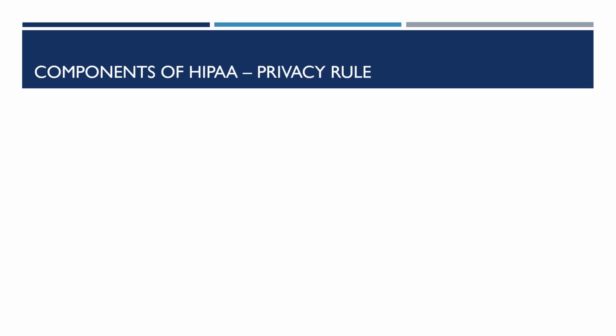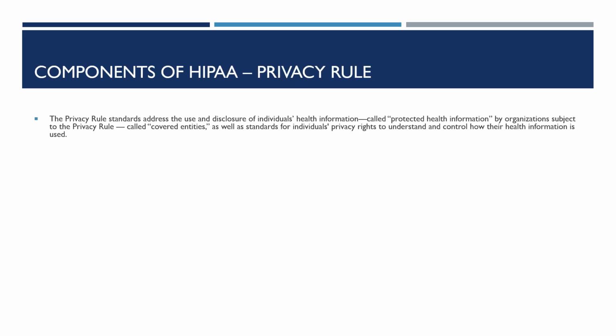There are two components of HIPAA, the first being the privacy rule. The privacy rule standards address the use and disclosure of individuals' health information called protected health information, or PHI. It also addresses standards for individuals' privacy rights to understand and control how their health information is used. So essentially what the privacy rule does is it addresses how individuals' health information is used and how it's disclosed, as well as how individuals are informed of their rights to privacy and how they have control over how their health information is used.